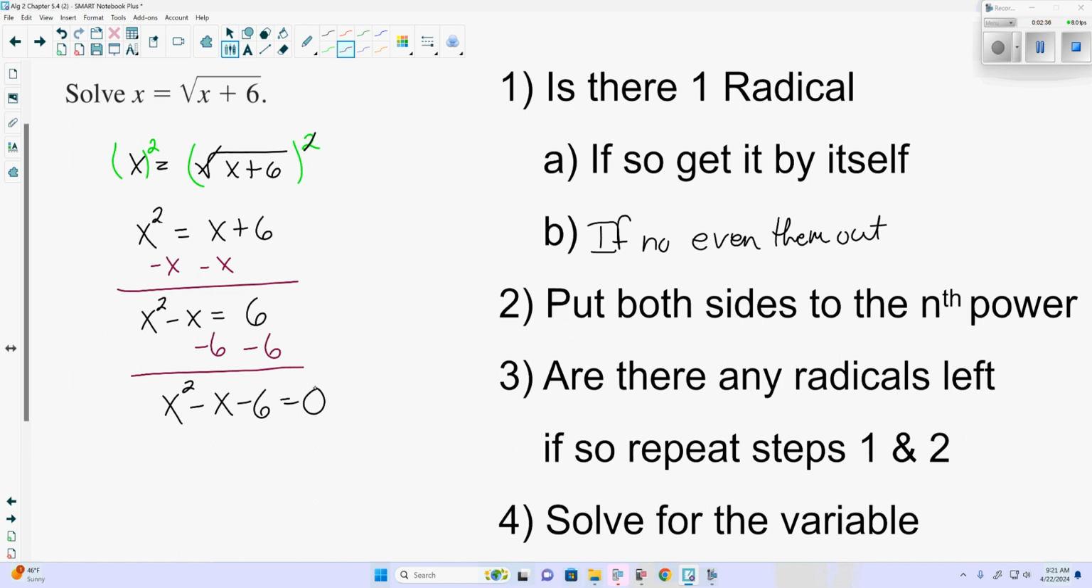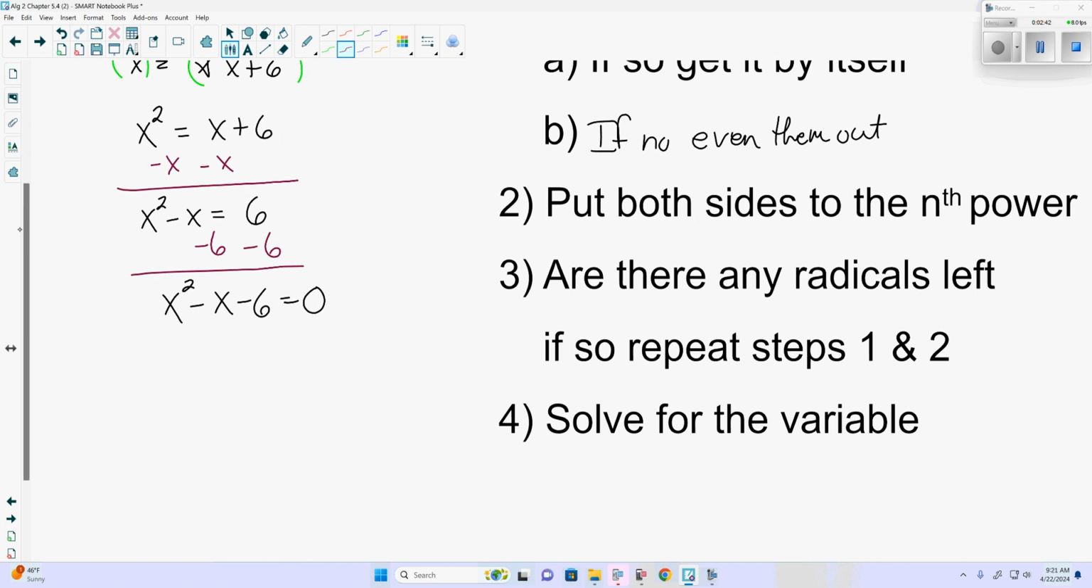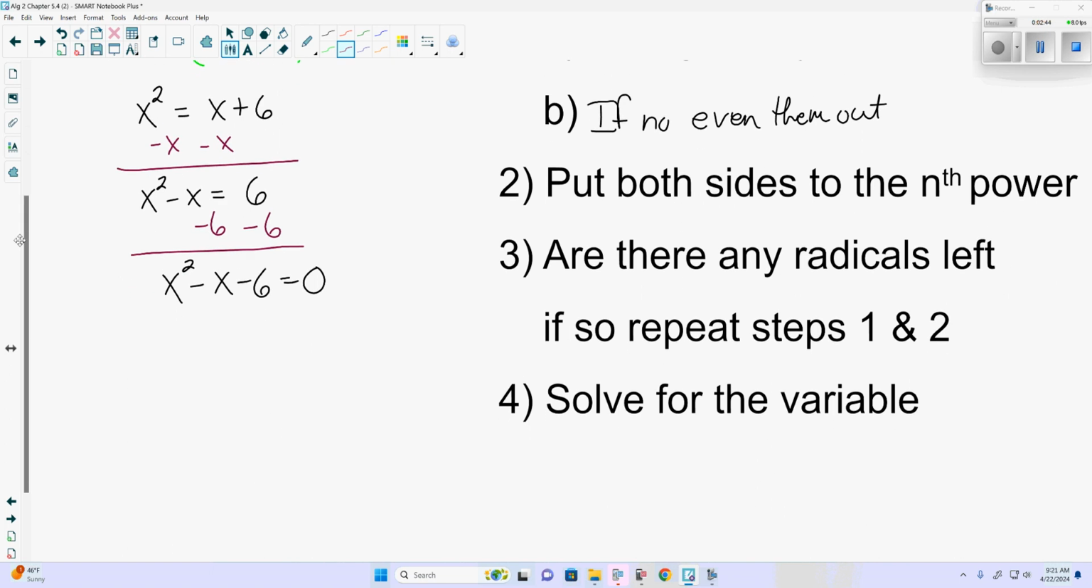So really, I didn't specifically state it. We put both sides to the nth power, and now we're solving for the variable. Now, since we have a quadratic, x squared, we needed this equal to 0. From here, we can factor it, graph it, use the quadratic formula, any of those methods.